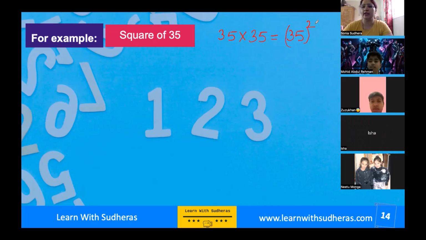How can we find 35 into 35? In the traditional method, we need to multiply 35 into 35. Firstly, we multiply 5 by 35. Then on the next row, we multiply 3 by 35. This is the long method. So in Vedic maths, we have a very short method.